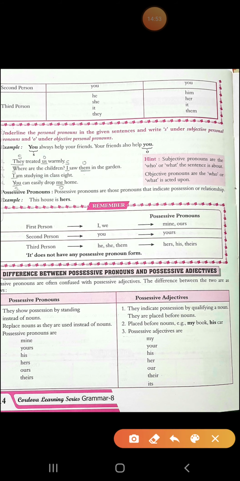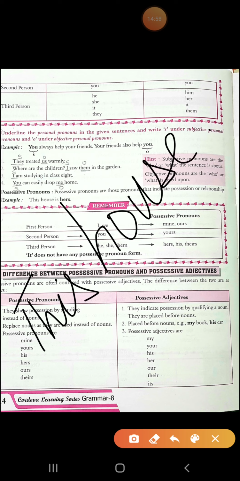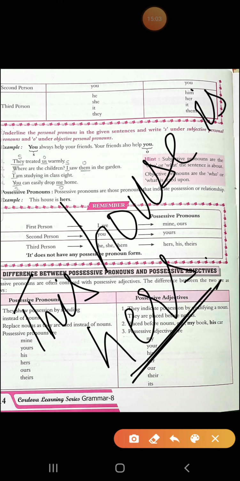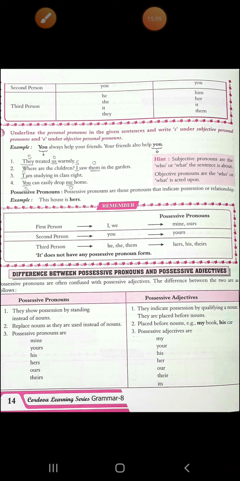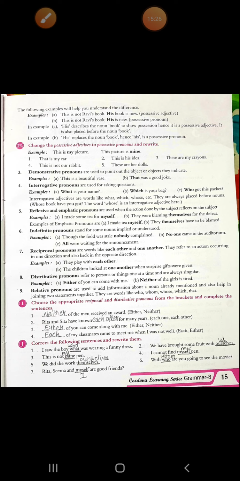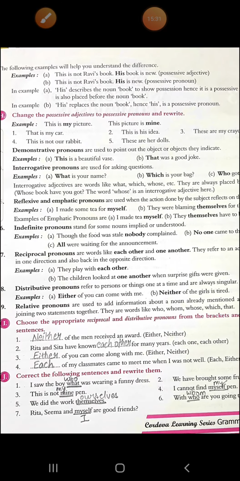But when I say this house is hers, then this hers is what? It is a possessive pronoun. So certain examples are given here. In possessive pronouns: mine, yours, his, hers, ours, theirs. These are examples of possessive pronouns. And possessive adjectives, you can see my, your, his, her, our, their, its. These are examples. Then there are more examples given here. The following example will help you understand the difference.